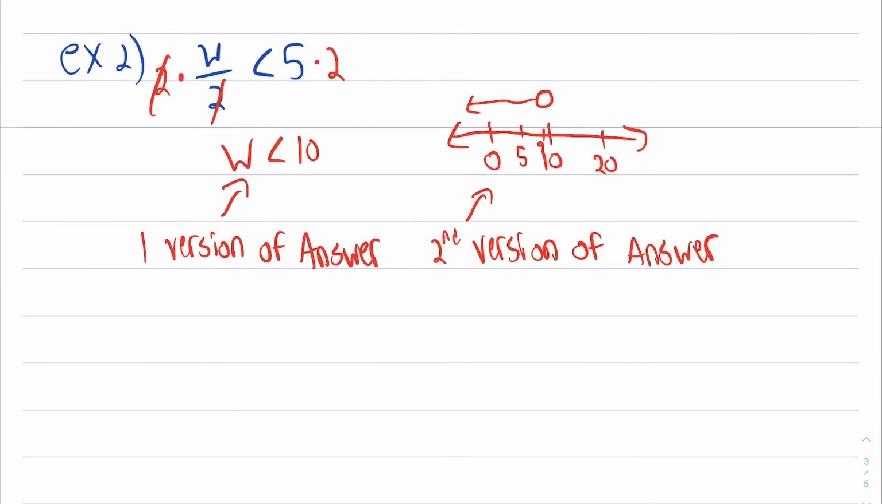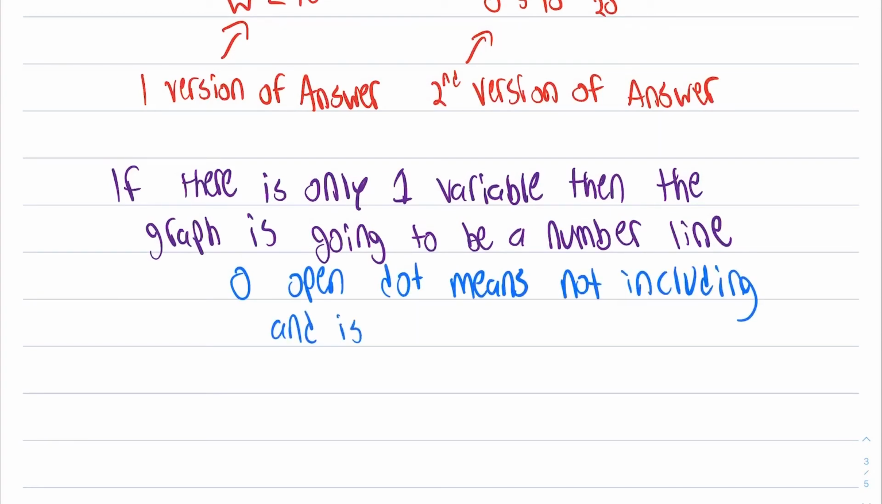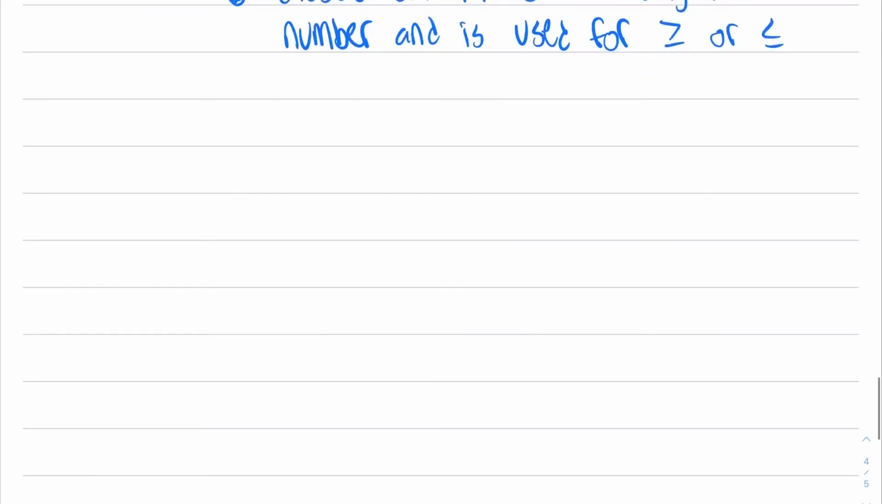And let's write down why those things are. If there's only one variable, then the graph is going to be a number line, and the open dot means not including. We use that not including symbol whenever it is greater than or less than. A closed dot means including that number on a number line, and it is used whenever you have greater than or equal to or less than or equal to. I'll do 2 more examples.